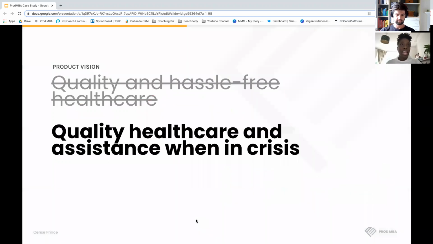So concluding that stage, I started off with the vision of quality and hassle-free healthcare, but ended up determining that it was actually quite important when that happens. It is when they are in crisis, which is the term for when they have an emergency with their condition. It's called a crisis. So this was giving quality healthcare and assistance when in crisis, which resonated better.